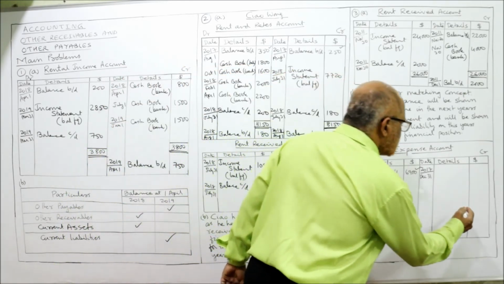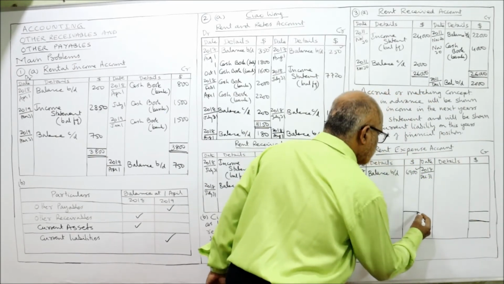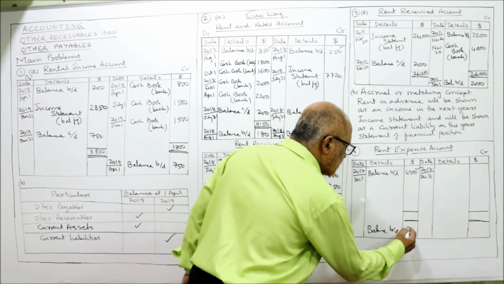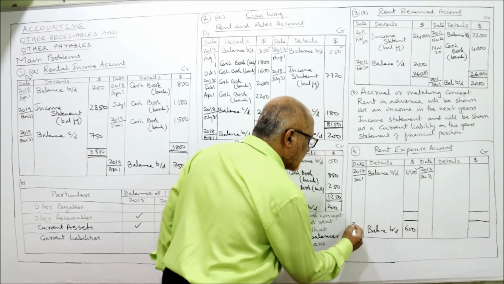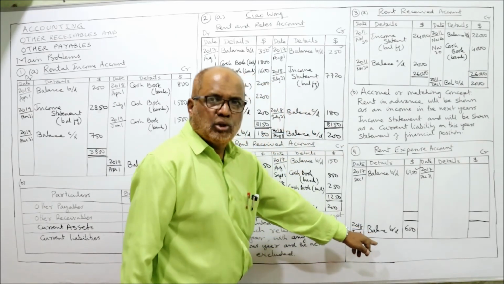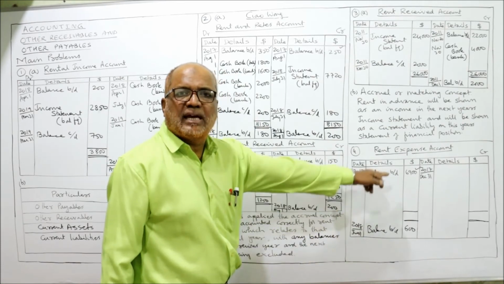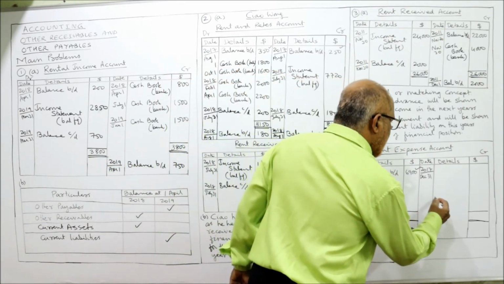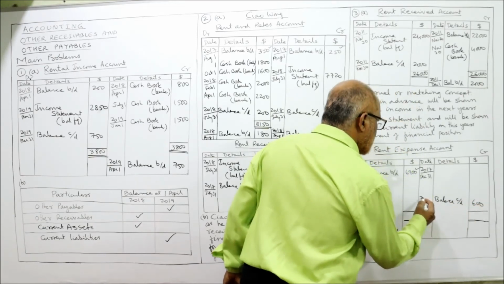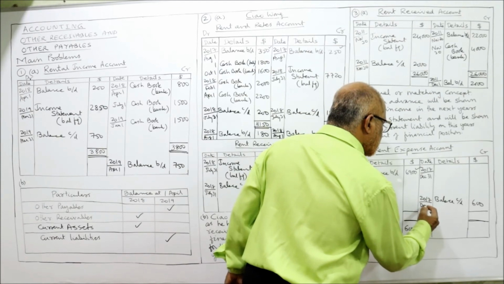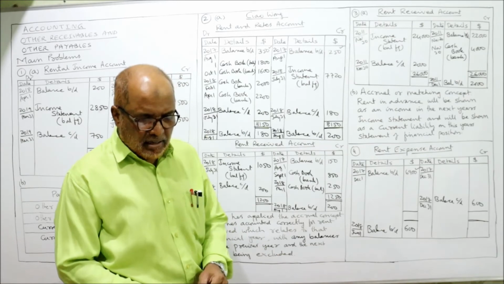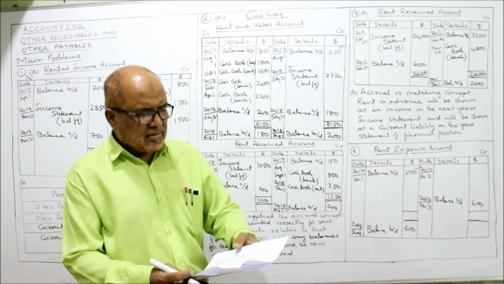So here I am closing the account first of all. I will take the balance brought down $600 next year, 2018 January 1st. This is the next year. So brought down I have taken on the debit side, so carried down will be taken on the credit side. Balance carried down 600. So it is 2017 December 31st, $600. That's it.